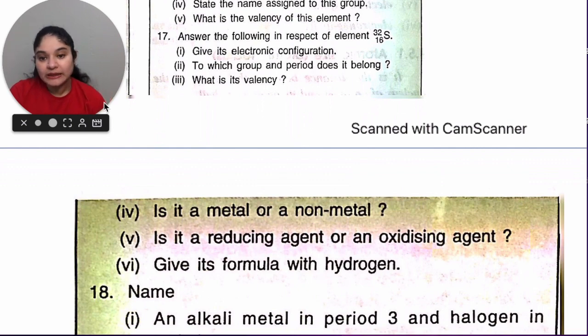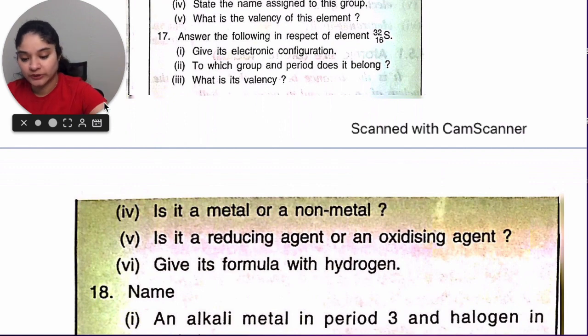Moving ahead, is it a metal or a non-metal? It is definitely a non-metal. That is because it is accepting electrons for stable electronic configuration. Next, is it a reducing agent or an oxidizing agent? It is an oxidizing agent. The next is, give its formula with hydrogen.